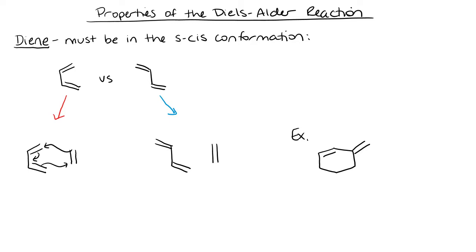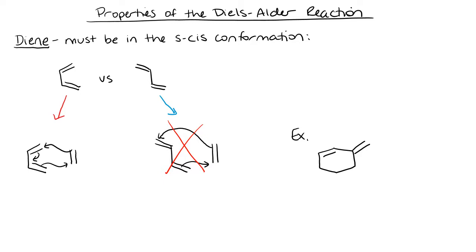When it is in the S-trans conformation, this reaction will not work. As you can see, we could have the attack of one of the alkenes, but now in order to have the pi electrons come all the way over, it's just too far away. It doesn't line up very well for this reaction to proceed. So this will not occur. It must be in that S-cis conformation.